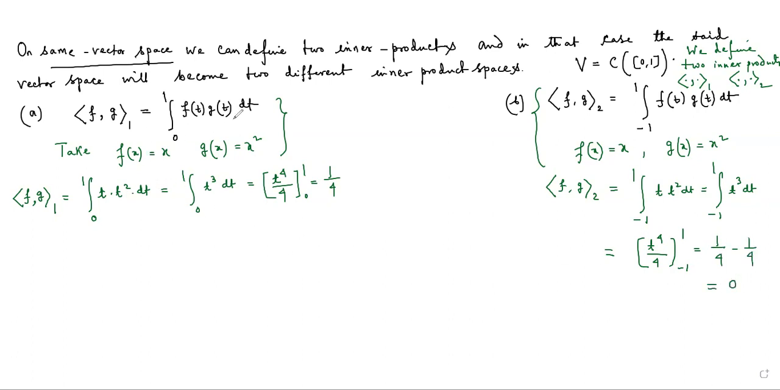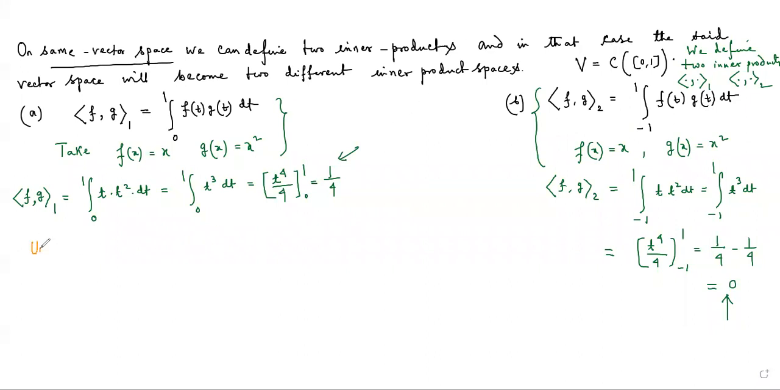So for the same pair of functions taken from the same vector space, when we calculate the inner product of the two functions with two different inner products, we get two different results. Why this example is important is because of the following fact.